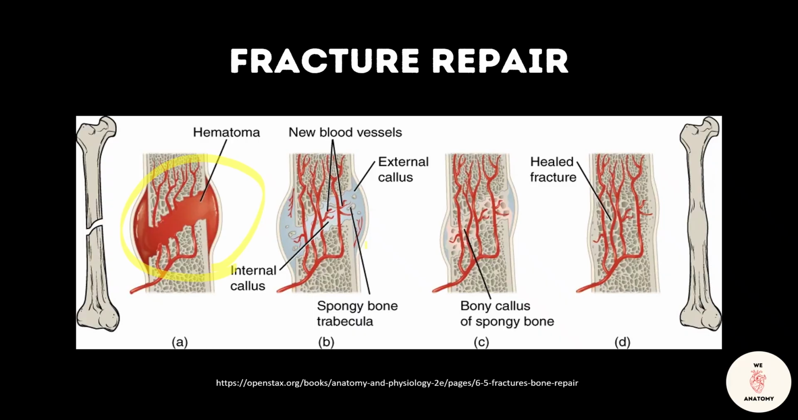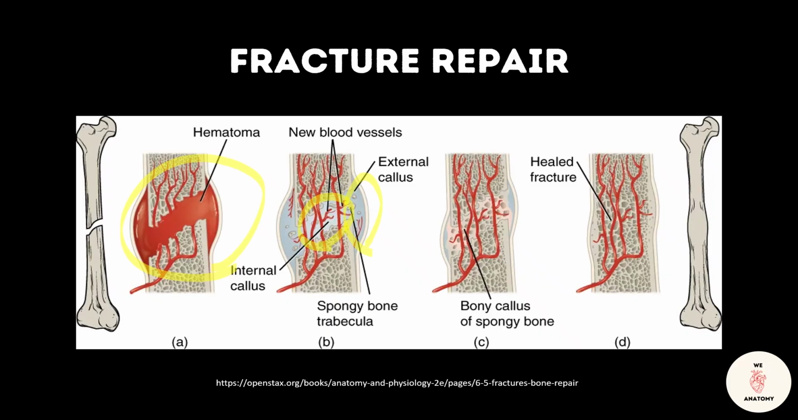So we have the external callus here and the internal callus in the center there. Notice that the callus is larger than the circumference of the bone. It will slowly decrease in size while the bone is repairing. Over the next several weeks, osteoclasts work to resorb the dead bone.